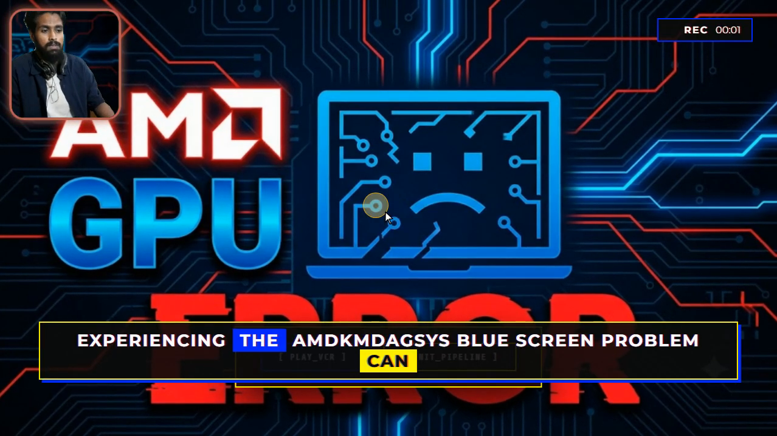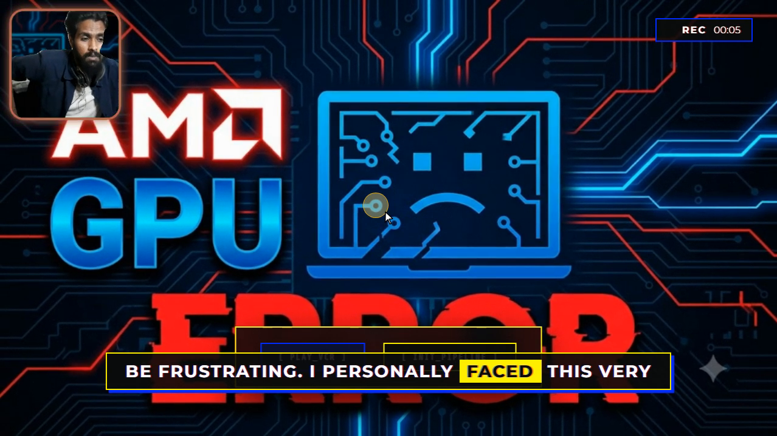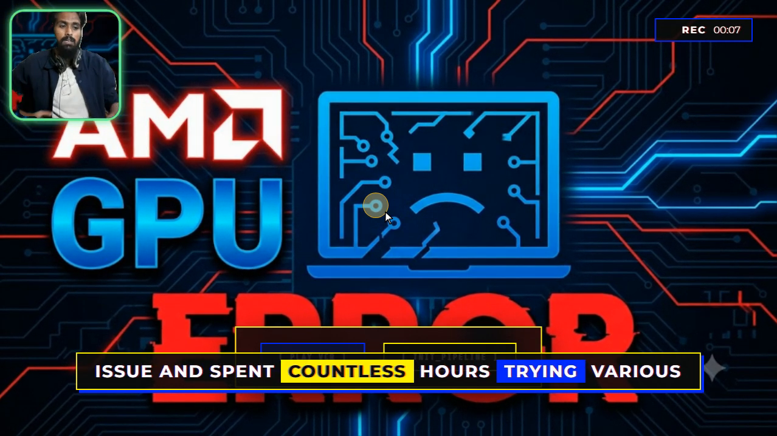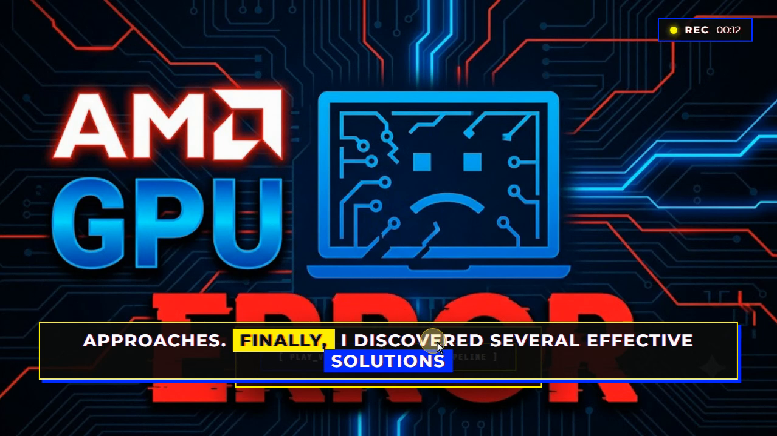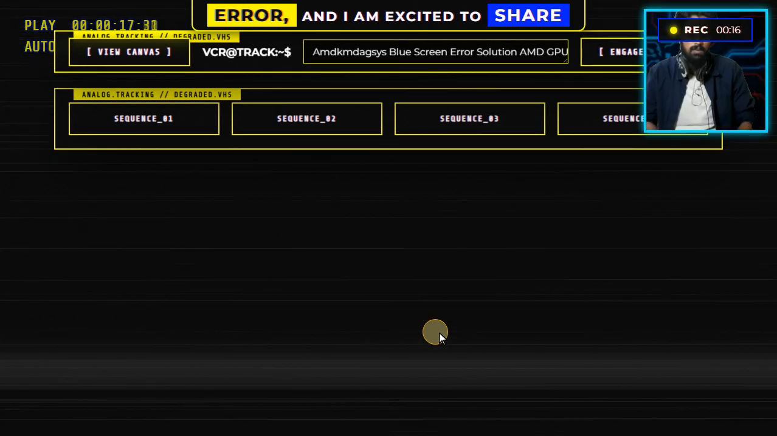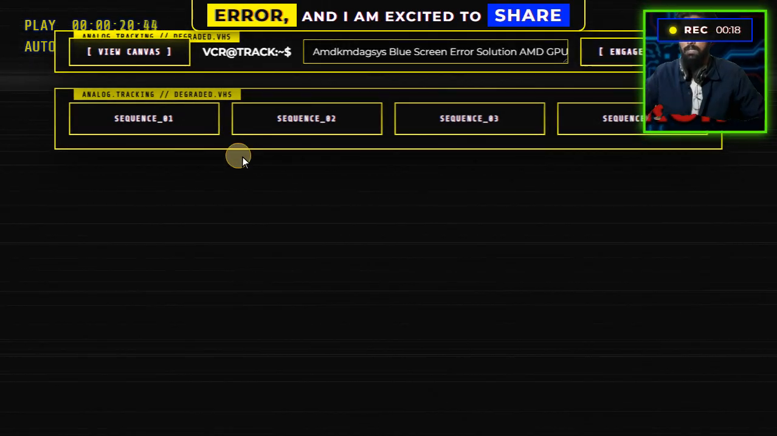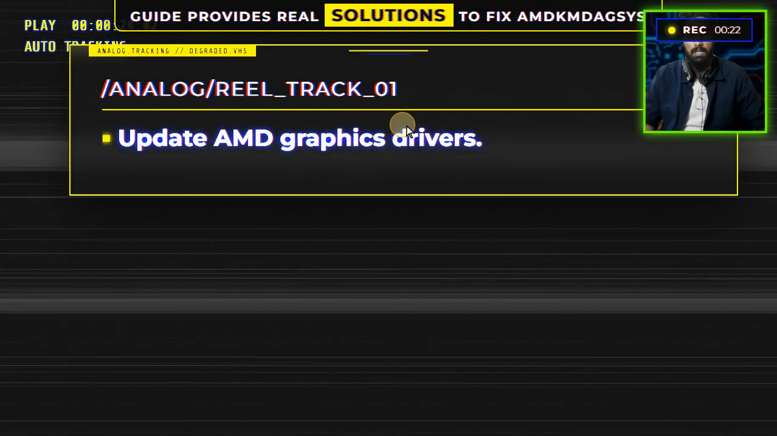Experiencing the Amdkmdag.sys blue screen problem can be frustrating. I personally faced this very issue and spent countless hours trying various approaches. Finally, I discovered several effective solutions that truly resolve the Amdkmdag.sys blue screen error, and I am excited to share these proven methods with you today.